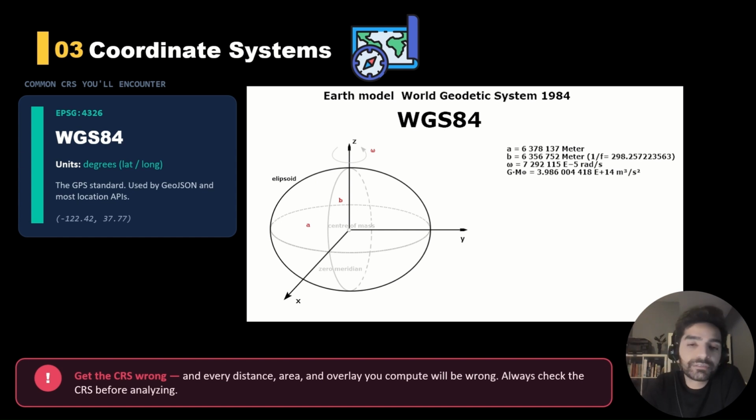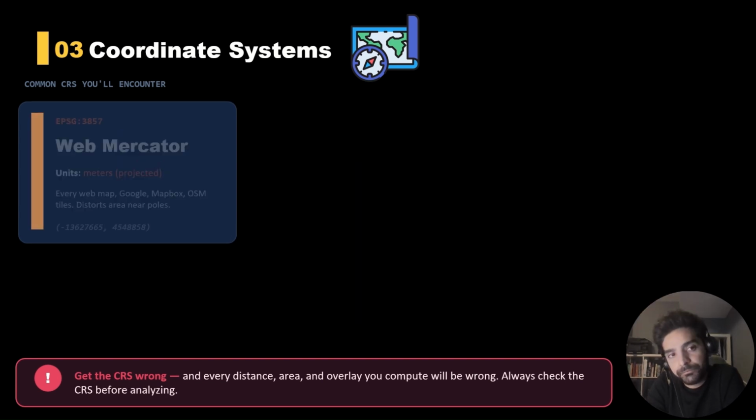This coordinate system is excellent for storing global locations and exchanging data between systems, but it is not ideal for measuring distance or area directly because degrees are angular units, not meters. So WGS 84 is great for location, but for measurement, we often need a projected coordinate system.